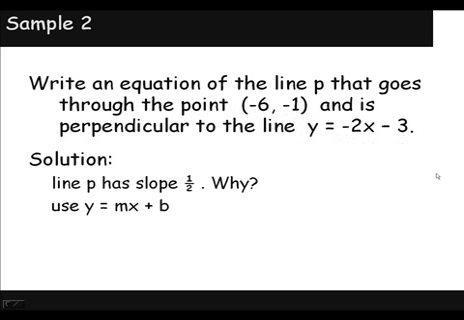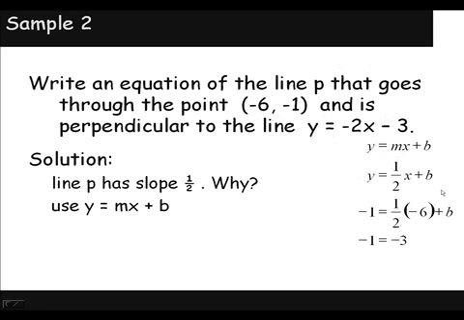So we're going to use y equals mx plus b, plug in the 1/2, so y equals 1/2 x plus b. Now we're going to put in negative 6 for the x and negative 1 for the y, and solve for b. Half of negative 6 is negative 3. Add that 3 to both sides, and we find out that b is 2. Now take this answer for b and put it all the way back up in here, and we find the equation of our line to be y equals 1/2 x plus 2.